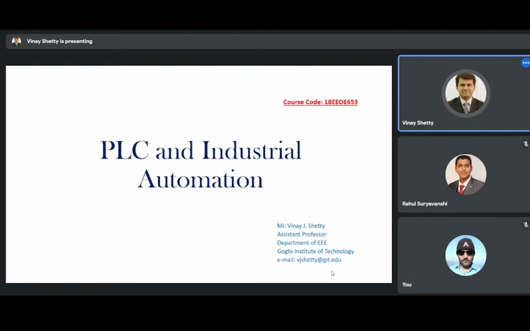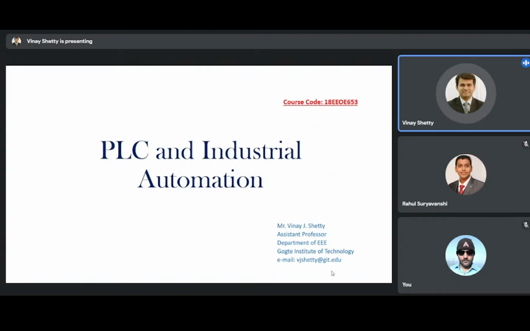In order to see to it that things happen in the right way, as expected, as desired, we go ahead with automating the entire system, and that is how the word industrial automation came into picture. Automation of industrial sequences of operations by means of using a programmable logic controller. This itself is an automation.